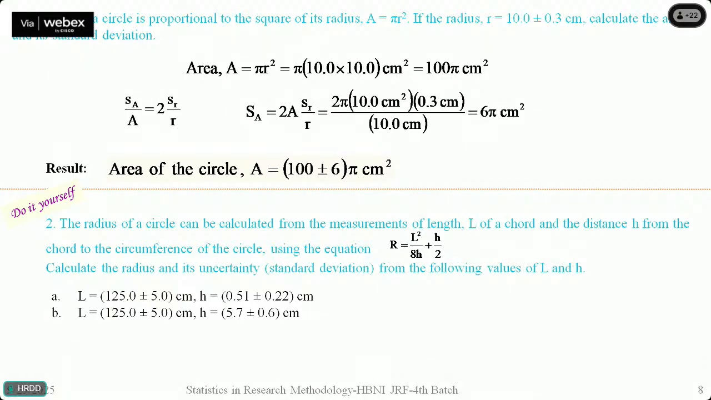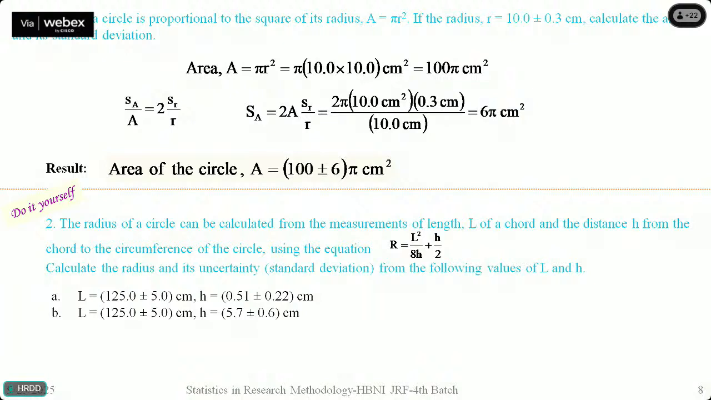Where has 0.1 come from? I'll come to that. This is the uncertainty itself. Plus or minus, that means that is the uncertainty. In the previous one, why did we take 1? The uncertainty was not given. If the uncertainty is given, you have the value directly.